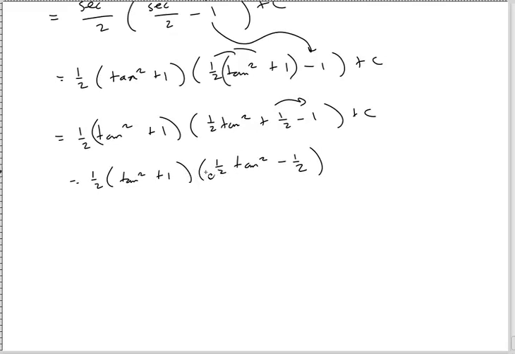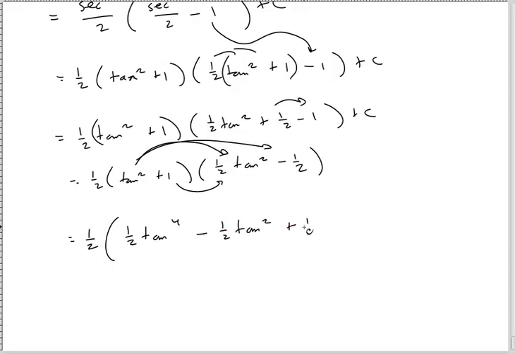I guess we could distribute. We could FOIL this thing out. Doesn't that sound like fun? Let's do it. So then I'm going to start foiling this thing out. We got a 1/2 in the front. And so I'm going to have here 1/2 tangent to the 4th. And then we got a minus 1/2 tangent squared. We have a positive 1/2 tangent squared. Oh, that's kind of nice. And then we got a minus 1/2.